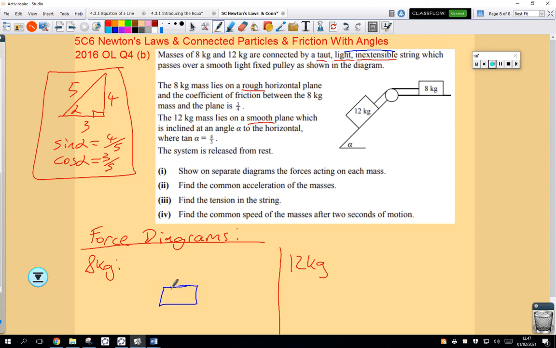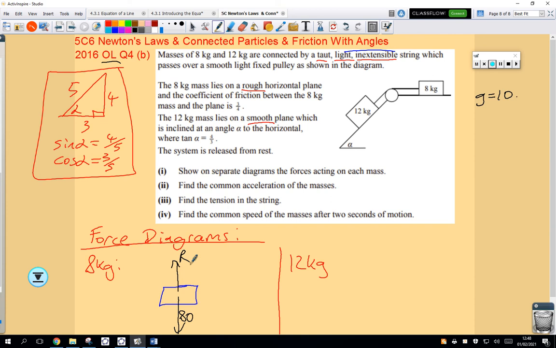Well, the most obvious force always acting on any object is the force on the object by gravity, which is known as the weight of the object, which is always mass times little g. Because it's an ordinary level question, they always take little g to be equal to 10, so I'm going to take g to be 10 here. So 8 times 10, that'll be 80 newtons of force acting downwards. Acting upwards, there's a force on the object by the plane. Contact force there, always perpendicular to the plane, and that's going to be whatever the normal reaction is. We'll come back to that in a moment.